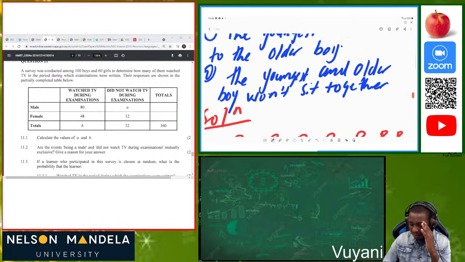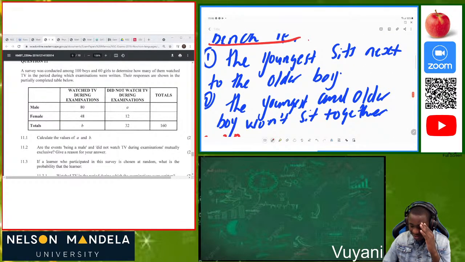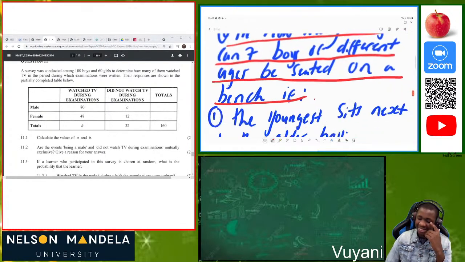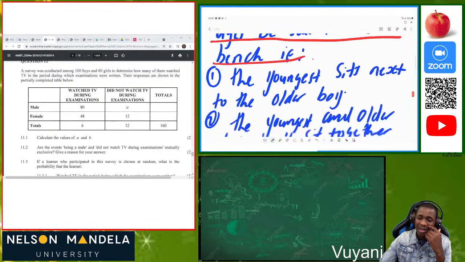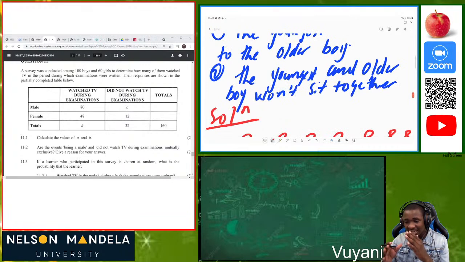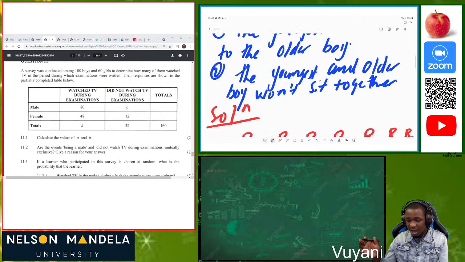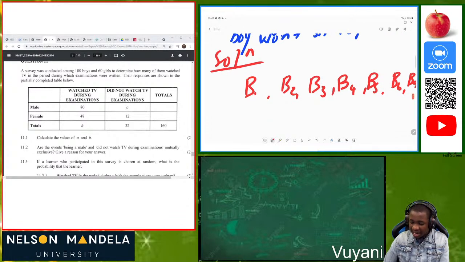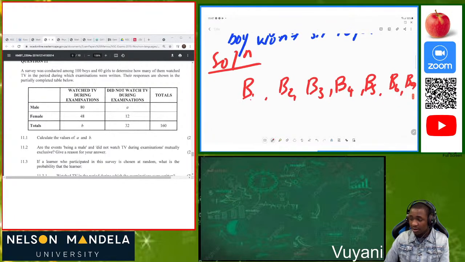But now the youngest sits next to the older boy. So now calculate how many ways these 7 boys can be seated on the bench if the youngest sits next to the older boy. For instance, let's say that this is the younger one. I'm just making an example. Let's see now what's going to happen.